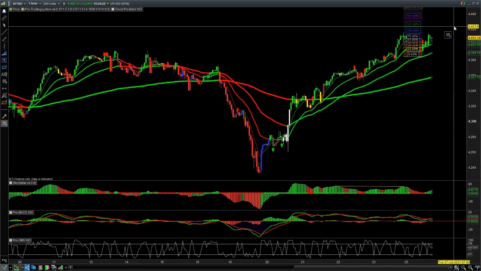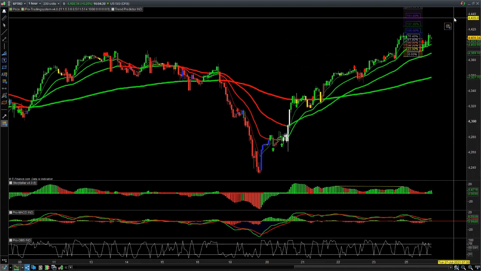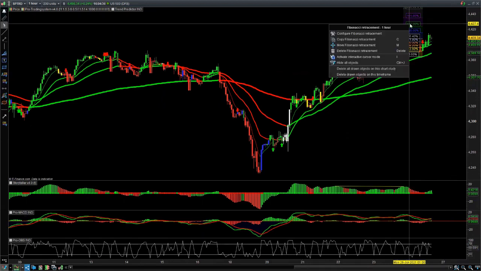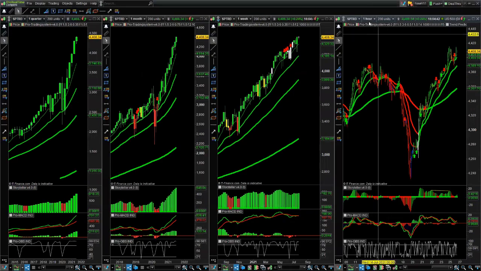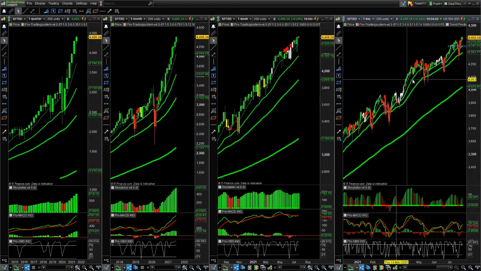That is around 4,423, or even beyond that at 4,435, the 161.8, the golden Fibonacci ratio. So that's what we'll be looking for in the S&P 500. Okay, so let's go and pick up some other charts.